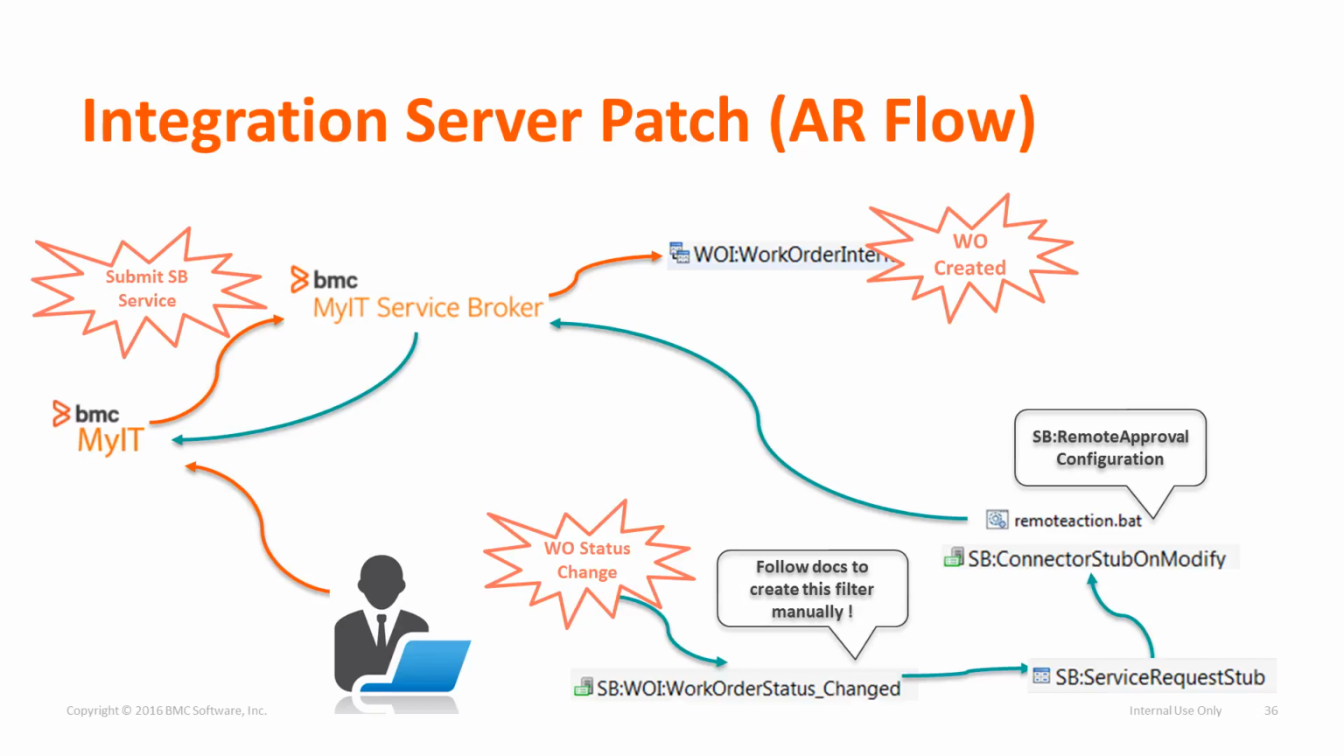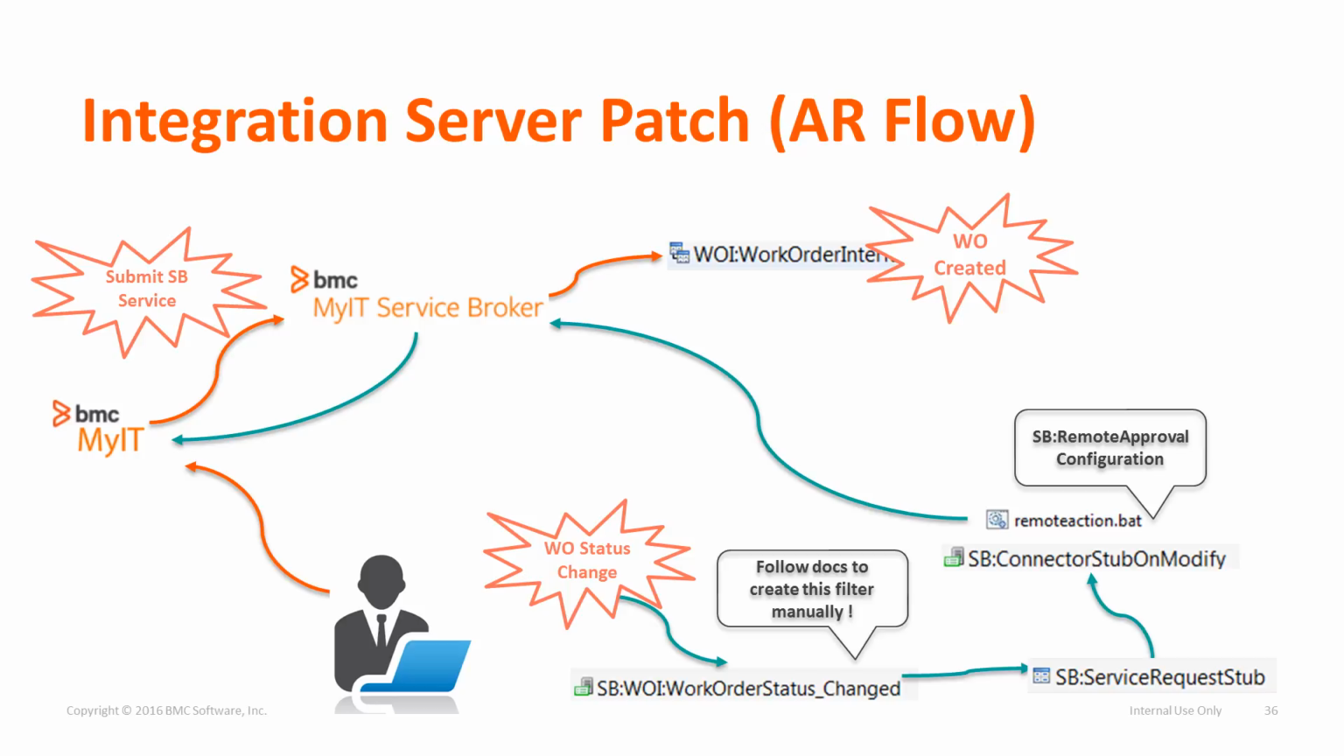So I've set up a slide here just to give you an idea of the overall flow. The first one is submitting a Service Broker request from MyIT. It goes off to ITSM, and via the work order interface create form, it'll create that work order. So that's the end of the first process, if you like. But as far as getting that status back to Service Broker is concerned, you have to set up a filter to do that. The instructions on how to do that are detailed online. In fact, I think there might be a video out there about it as well. But it's quite simple to set up.